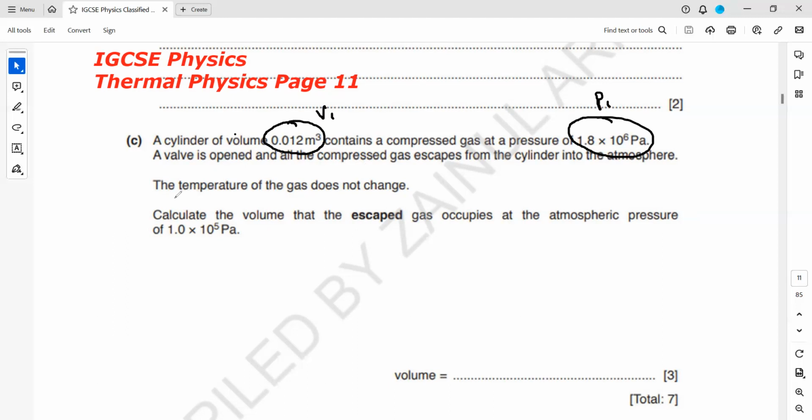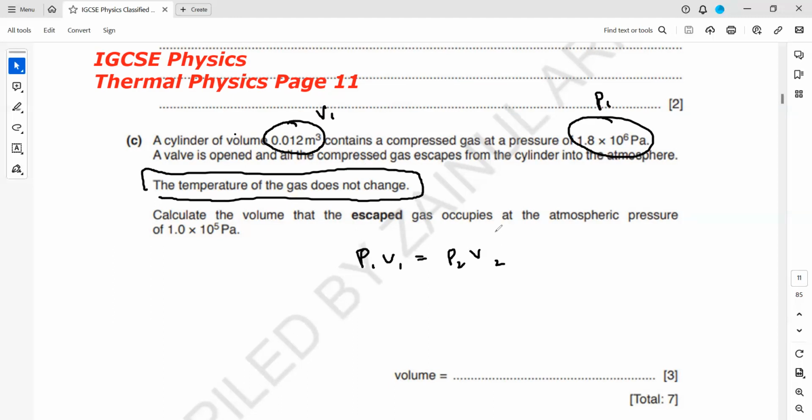The temperature of the gas does not change. Look, with these types of questions, how do you identify that you have to use Boyle's law, which is P1 V1 equals P2 V2? How do you know that you have to use this formula? Whenever a question is related to pressure and volume and the temperature does not change.